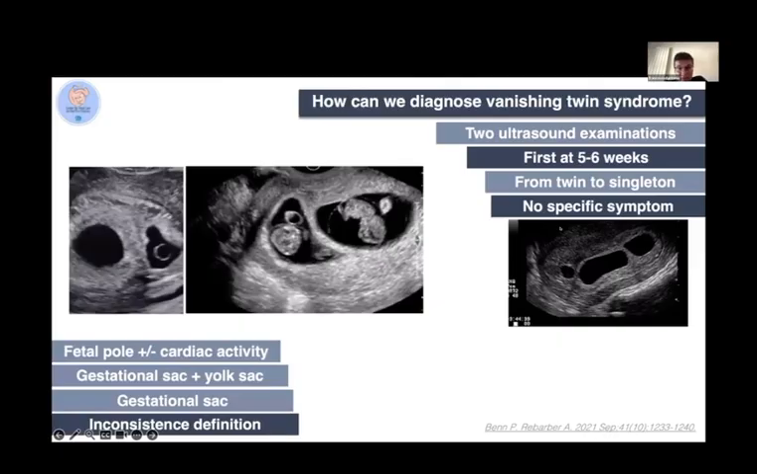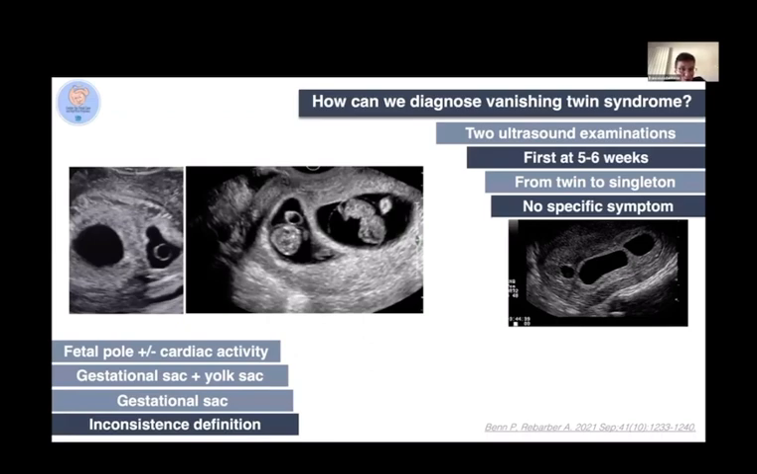In order to diagnose vanishing twins, we have to have at least 2 ultrasound assessments. The diagnosis is the result of a longitudinal examination in which we see a viable gestational sac with the embryo and a heartbeat, and the other one in which there is no cardiac activity. This is an inconsistent definition, because we have several definitions for vanishing twin.